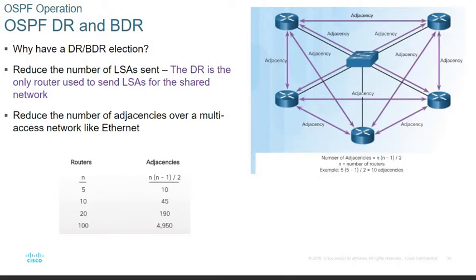OSPF Operation: OSPF DR and BDR. Why have a DR-BDR election? It reduces the number of LSAs sent, with the DR as the only router used to send LSAs for the shared network. It also reduces the number of adjacencies over a multi-access network like Ethernet.